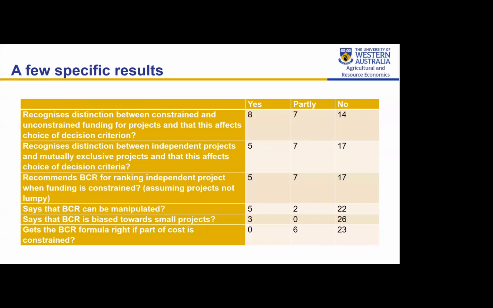So the first one recognises the distinction between constrained and unconstrained. 8, clearly. 7, a bit. 14, clearly not. Recognises the distinction between independent and mutually exclusive. 5, yes. 17, no. Recommend BCR for ranking independent projects when there's a constraint. Only 5. 7 sort of around the area. 17, no. This is about the last. Says that BCR can be manipulated. Says that it's biased. Not that many, but a few. This is the really interesting one. The last one gets the benefit cost ratio formula right if part of the cost is constrained. None. Not 1.